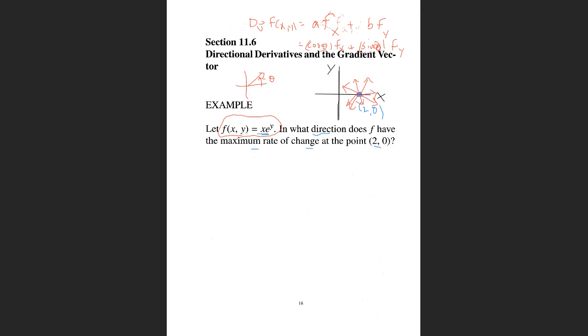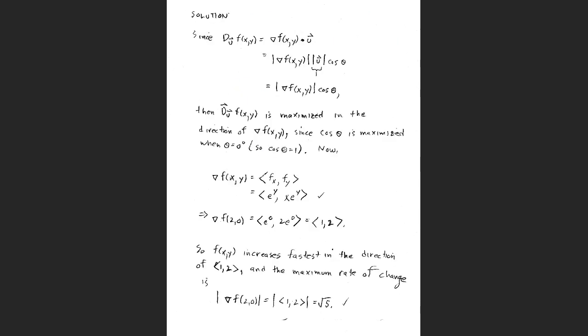But here, what direction does F have the maximum rate of change? Well, there's a very special direction. We can't test out all these directions, right? We never get the answer. So what we have to do is first consider in our solution what direction is going to give us the maximum rate of change.